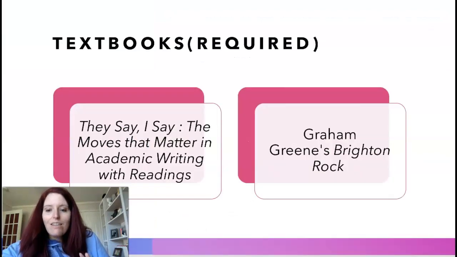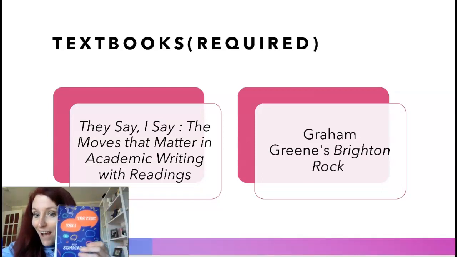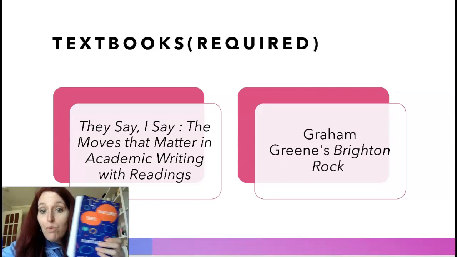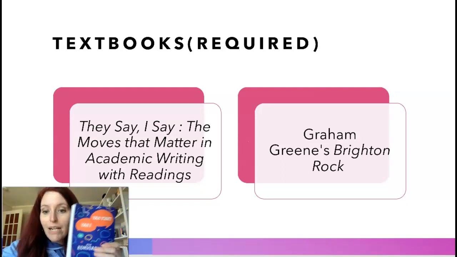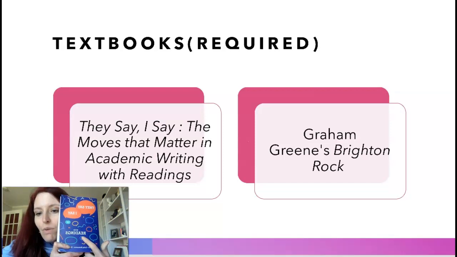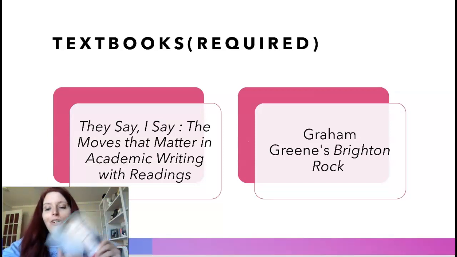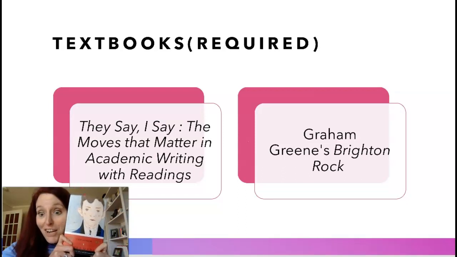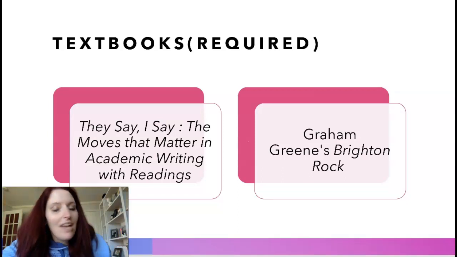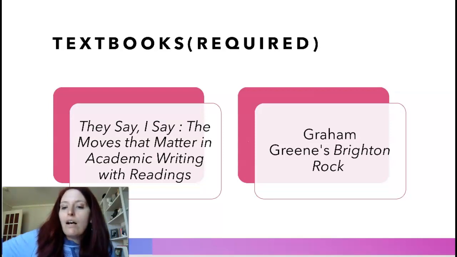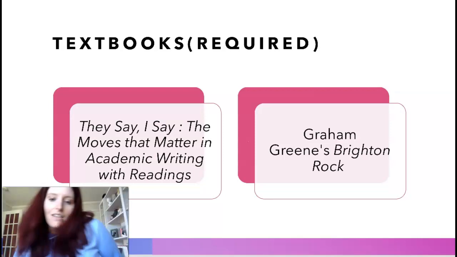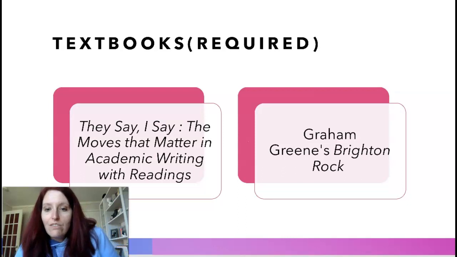As I mentioned in the email that I sent out to you before the class started, you are required to have 2 textbooks. The first one is They Say, I Say: The Moves That Matter in Academic Writing, with readings. It's got to be the one with readings. And Graham Greene's Brighton Rock. It's a great novel, I think. And that's what we'll be using in our last unit, the fiction as argument.